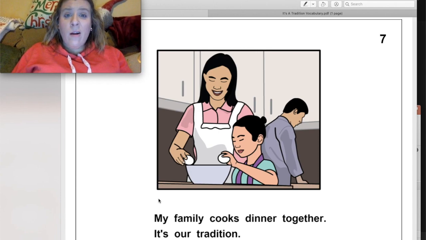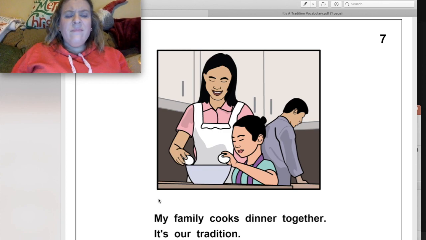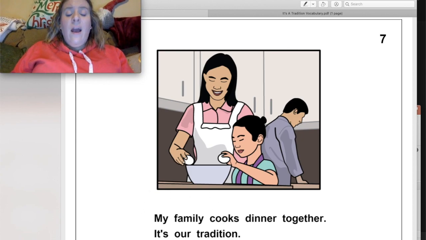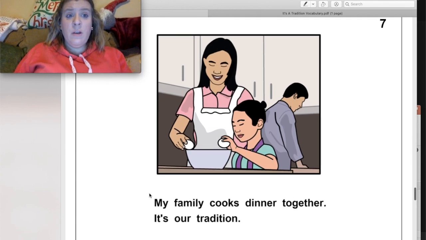This year, our tradition's going to be a little different. Next year, we will be back to normal, and we can do our baking and our big fun cooking groups together. But this year, it's just a little different. However, in our book, cooking a big meal together, cooking dinner together, is a tradition that a lot of families will celebrate and do.